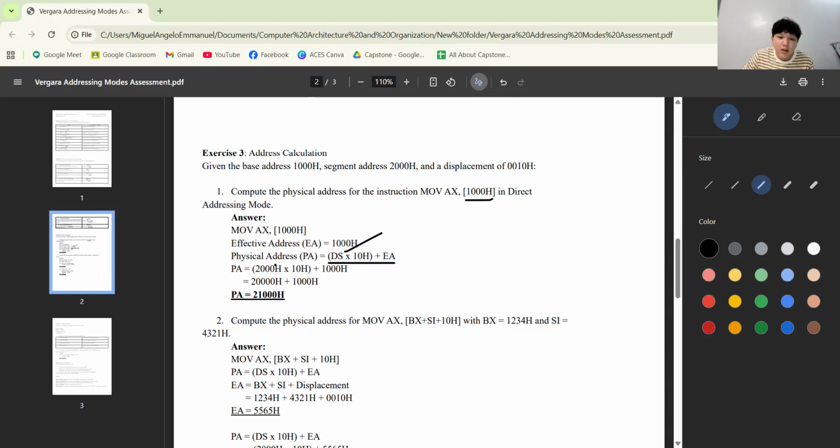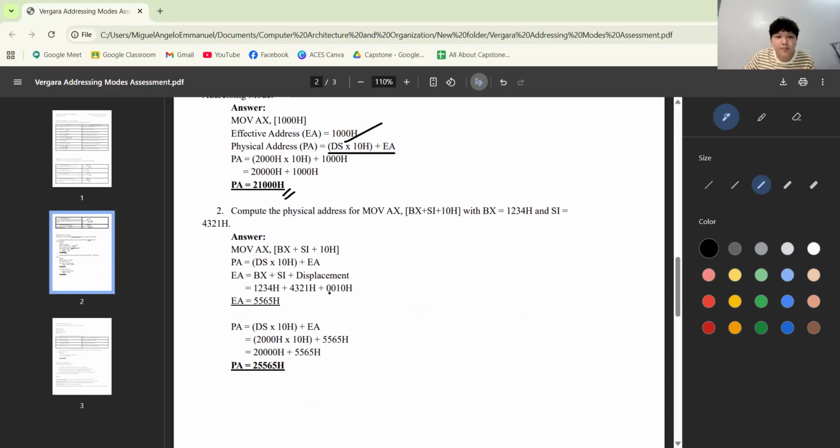So let's substitute. PA equals 2000H, which is our DS, our segment address, times 10H plus our EA, which is 1000H. And therefore, multiply. So 2000H times 10H is 20000H plus 1000H. And our final answer for physical address is 21000H.